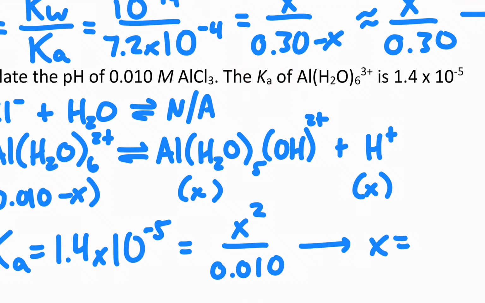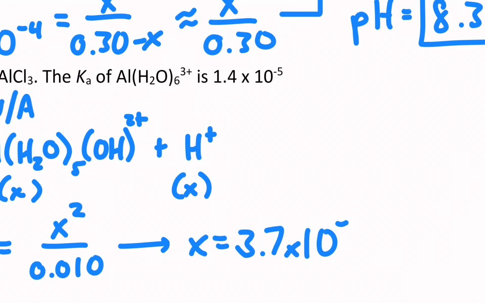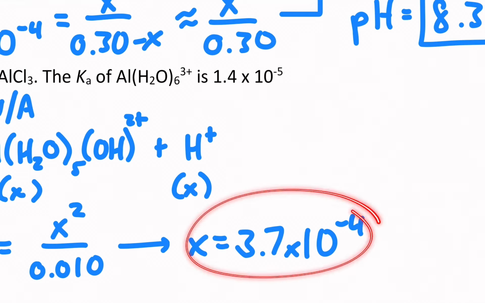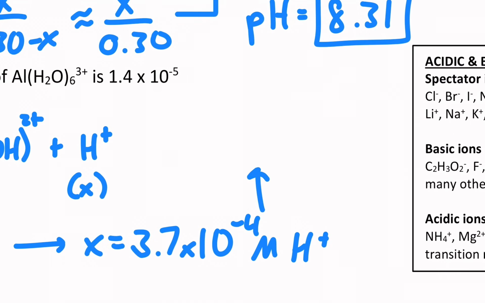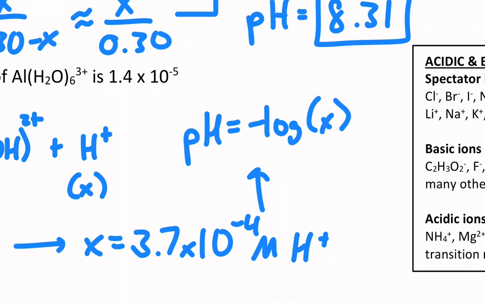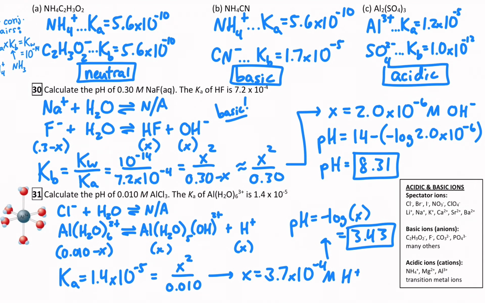So I solve for X. I end up getting 3.7 times 10 to the negative 4. And at this point I'll say, what is X? Well, it came from a Ka value, so this is my molarity of H+ ions. And then to get a pH, I simply take the negative log of what I just solved for as X, and it turns into 3.43. Makes sense, because we are in an acidic salt, so our pH should be low.